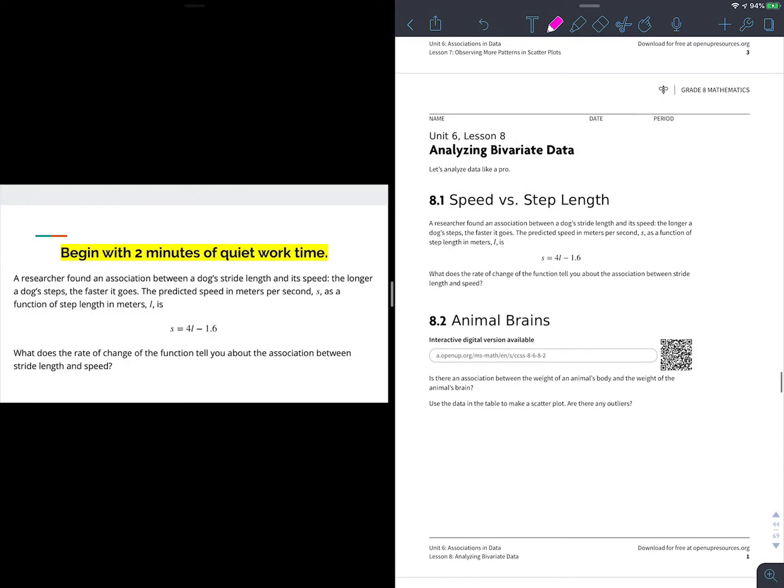And it talks about a researcher who found an association between a dog's stride length and its speed. The longer a dog steps, the faster it goes. The predicted speed in meters per second, S, as a function of step length in meters L, is shown by this equation here. What does the rate of change of the function tell you about the association between stride length and speed? Take a moment and think about that question.